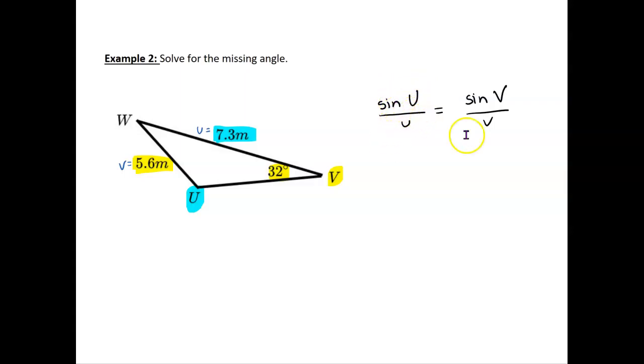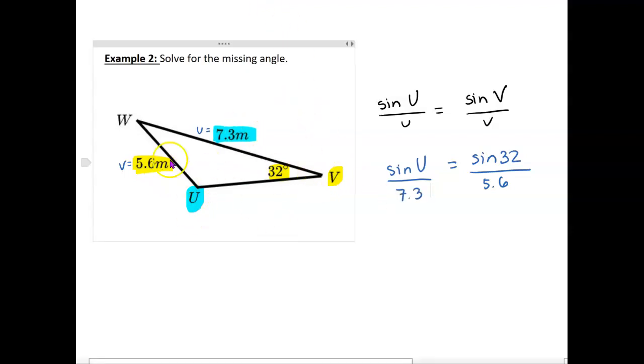Okay, so I'm going to use this formula and fill in what I have. I have sine V, so sine of 32 degrees on the top, and the little v would be 5.6. And on the left side, I have sine capital U, which I don't have yet, so I'm just going to keep it there. And the little u is the side length, which is 7.3. Always making sure that the side length and the angles are appropriately paired in the equation. And so I'm now trying to solve for my unknown, which is my capital U. That means I have to isolate for U.